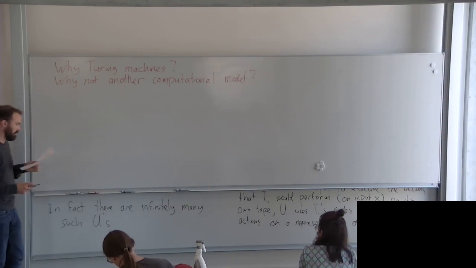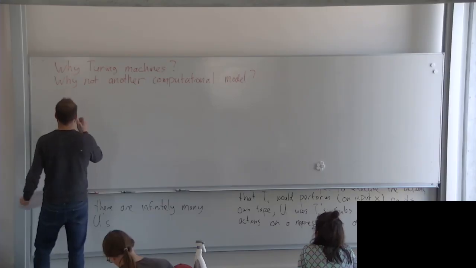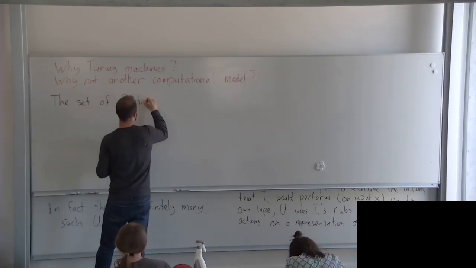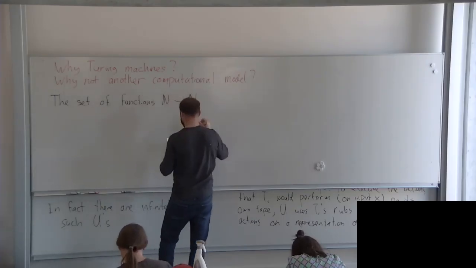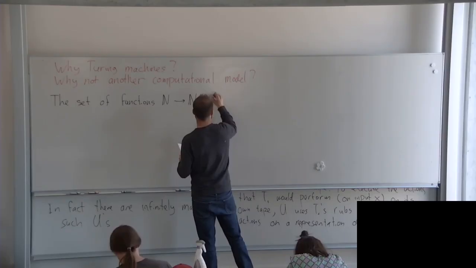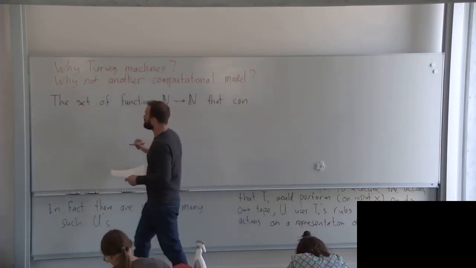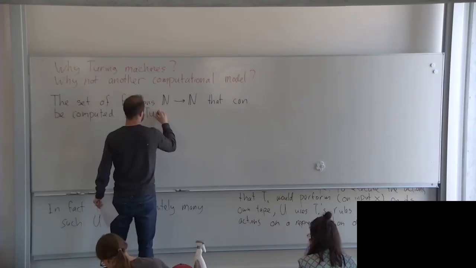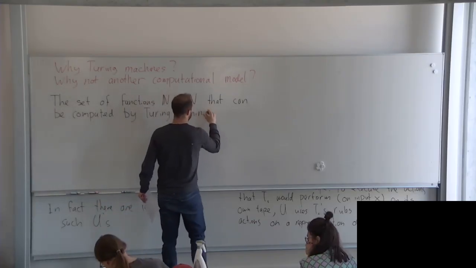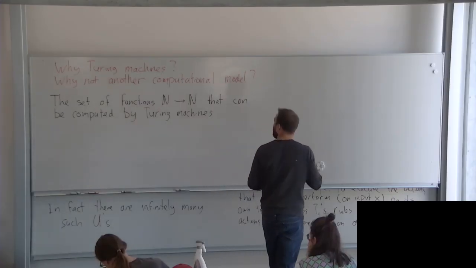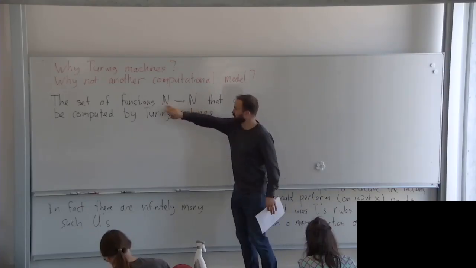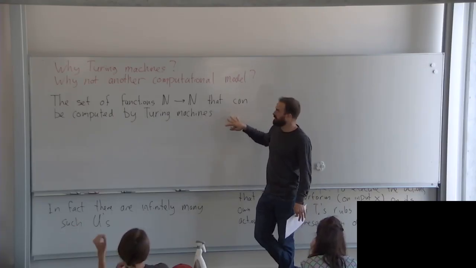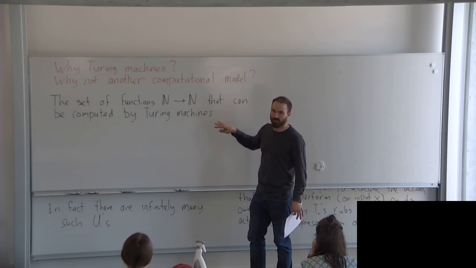Things to remark. This is important. So the set of functions N to N that can be computed by Turing machines. You recall the set of functions N to N. We saw last time there's uncountably many of them. There's only countably many Turing machines. So the set of functions that can be computed by Turing machines is countable.